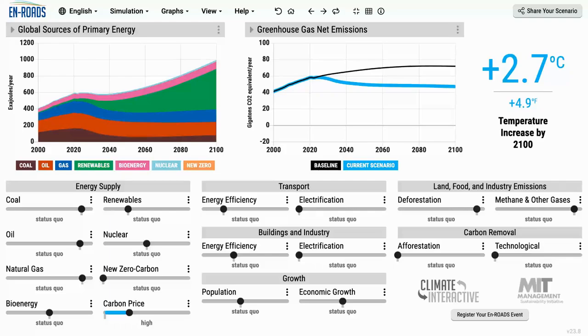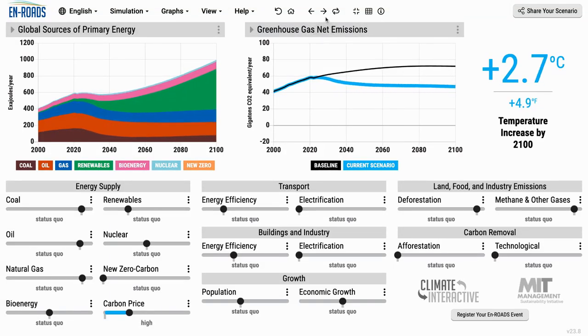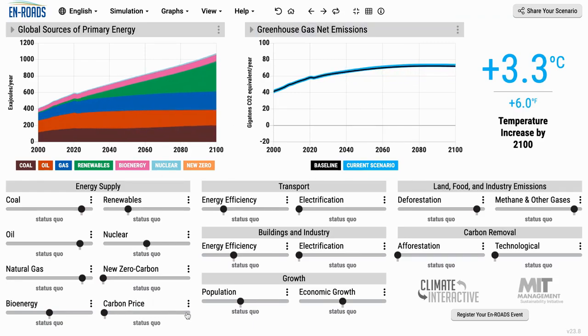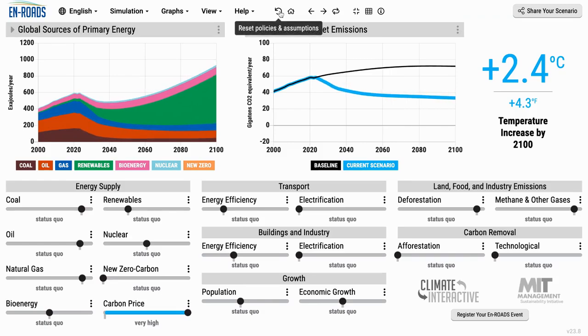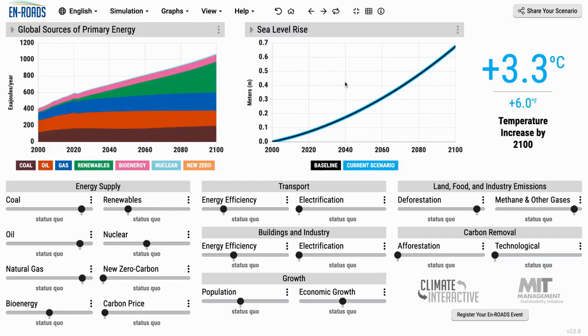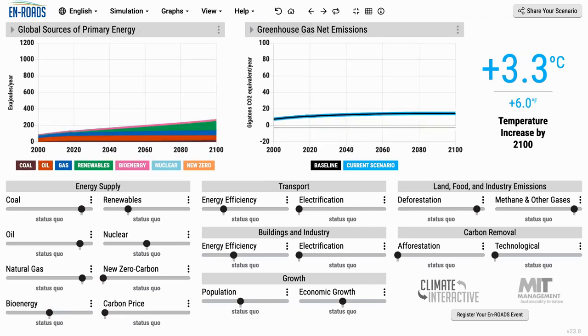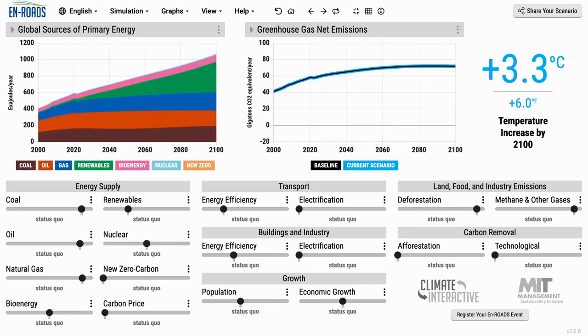One can undo a policy with this back button. One can redo it by pushing the front button. And one can also see the changes as a bit of a movie, clicking replay last change, and see it played over 3 times. One can also reset all of the policies and assumptions with this button. And if you've selected several graphs and you want to get back to home, one can hit the home button and get back to the main graphs.